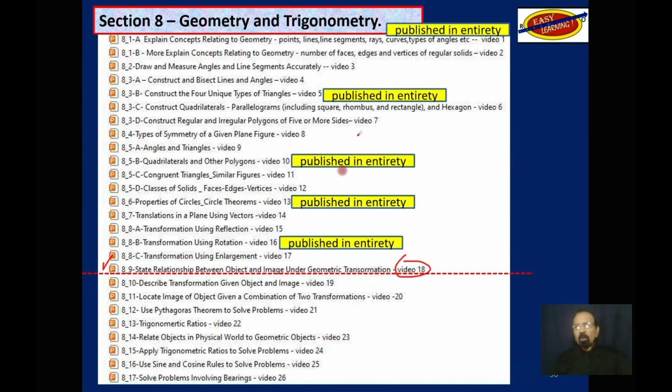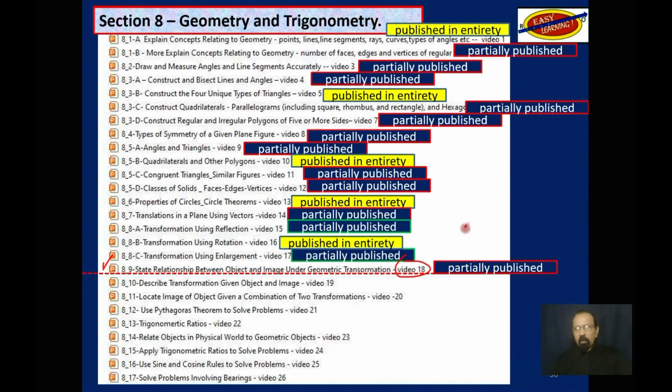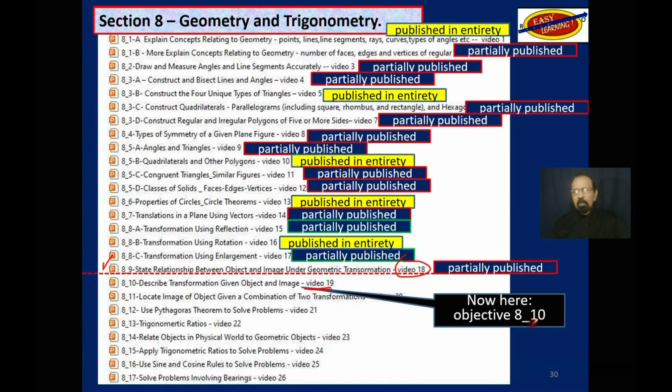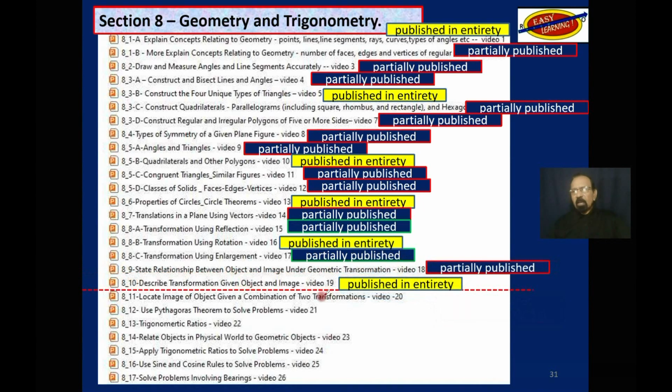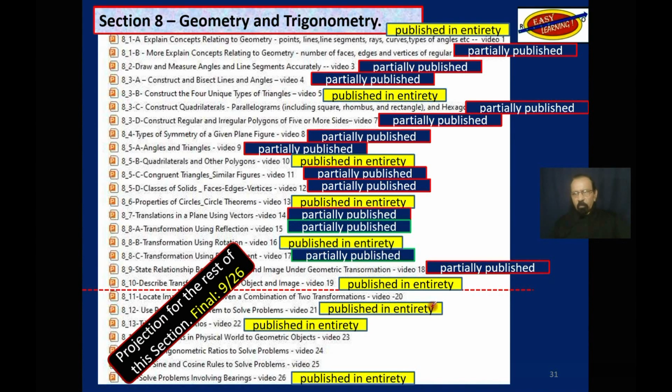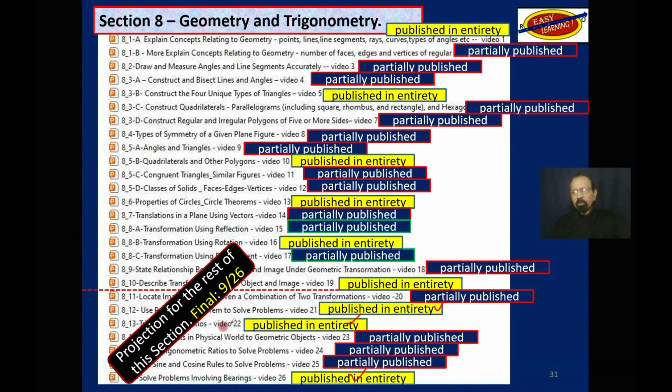From those 5 have been published in their entirety on YouTube, the others partially. We are now here, video 19, which is objective 10. When I am finished with this, it will be published in its entirety. As it relates to the rest of these videos in this section, these 3 others will be published in their entirety and the other 4 partially. So from this section, a total of 9 videos out of 26 will be published in their entirety.